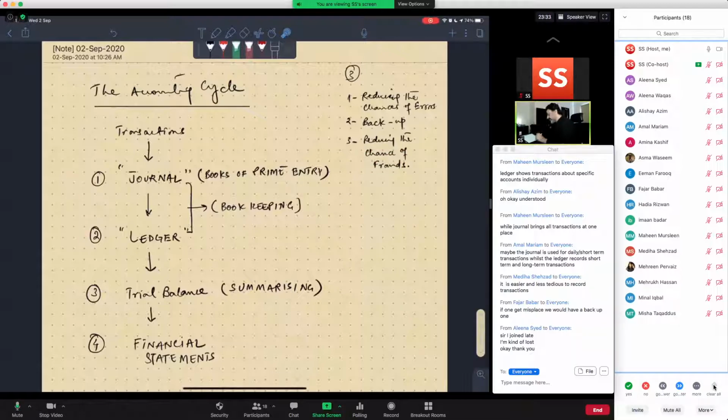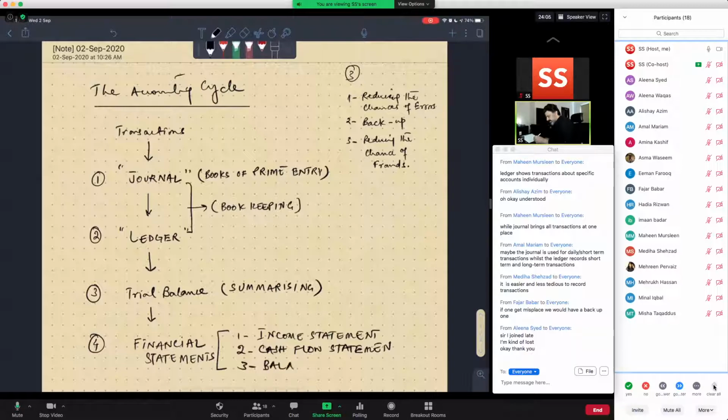And then finally, we create a trial balance. And then we use the same trial balance to construct the financial statements. We have 3 financial statements. One is what we call the income statement, right? And the second one is what we call the cash flow statement. And the third one is what we are already familiar with, called the balance sheet.